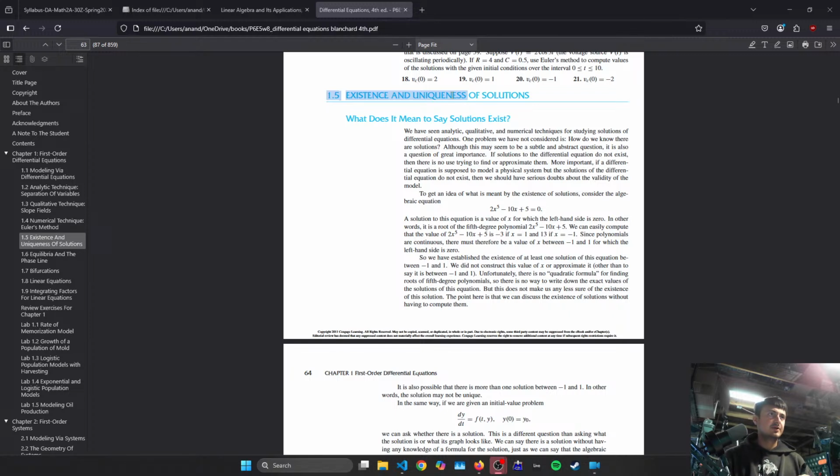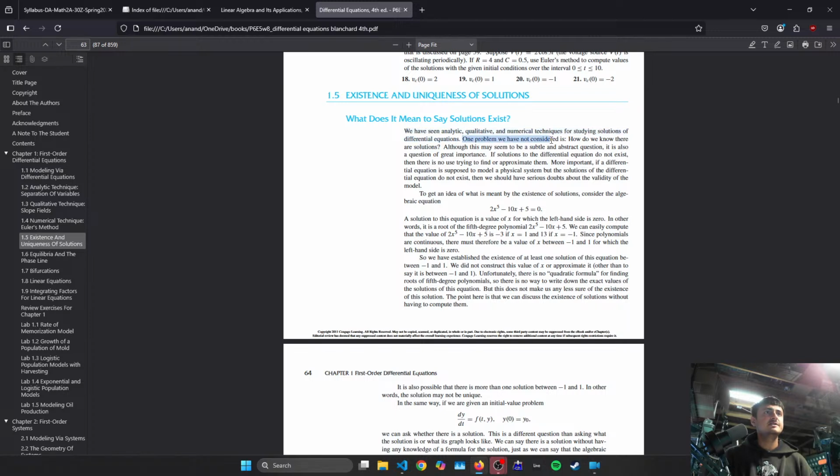All right, so we're going over differential equations, Blanchard, section 1.5, existence and uniqueness of solutions. Just remember, the last few sections have been all about the different ways of studying differential equations, which are qualitative, quantitative or analytic, and numerical. We have seen analytic, qualitative, and numerical techniques for studying solutions of differential equations.